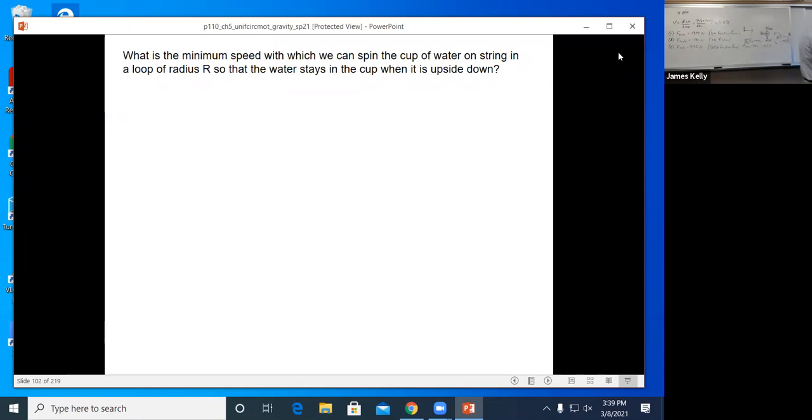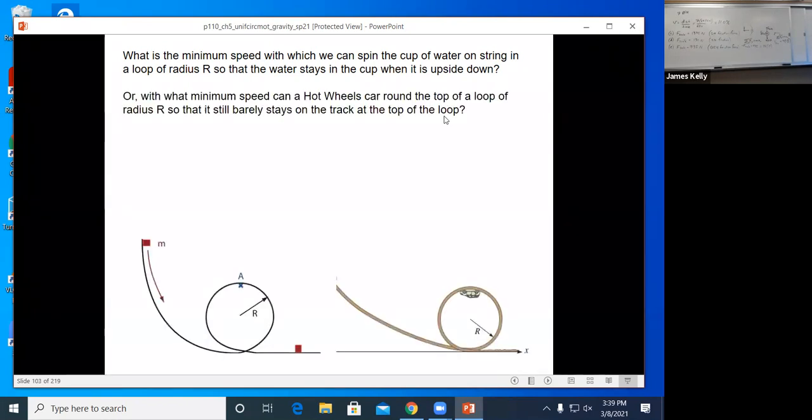The speed we're interested in is the speed at the top. How fast does it have to be going around the top so that the water stays in the cup when it's upside down? Here's a sort of analogous thing that at least when I was a kid, I played sometimes with Hot Wheels, or here's like a mass on a frictionless loop, the loop kind of thing.